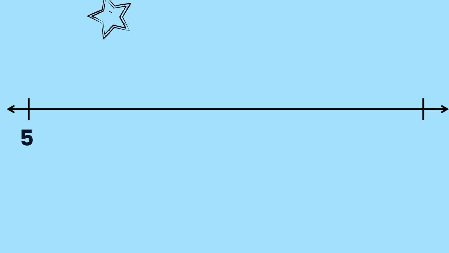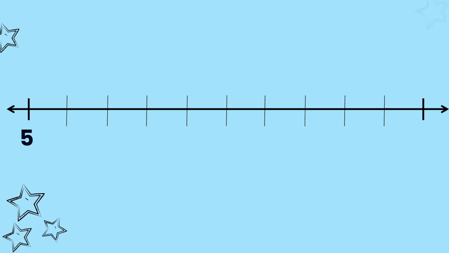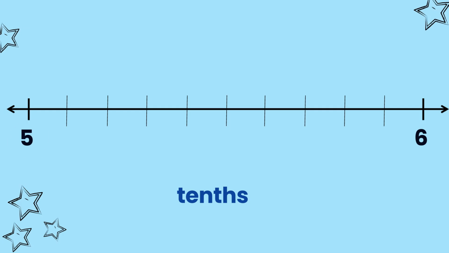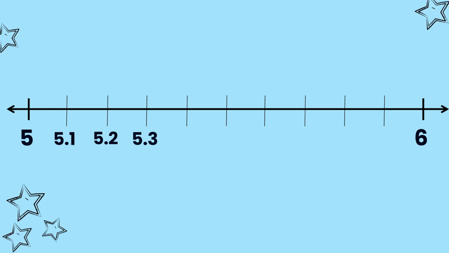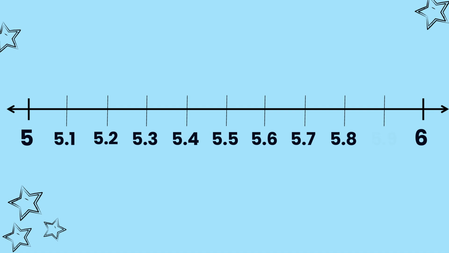The same concept works between any whole numbers. For example, take a look at this number line from 5 to 6. We can divide it into 10 equal pieces and call them tenths. But this time when we count, we need to remember that we have 5 wholes in addition to our tenths. So we would count like this: 5 1/10, 5 2/10, 5 3/10, 5 4/10, and so on until you get to 6.